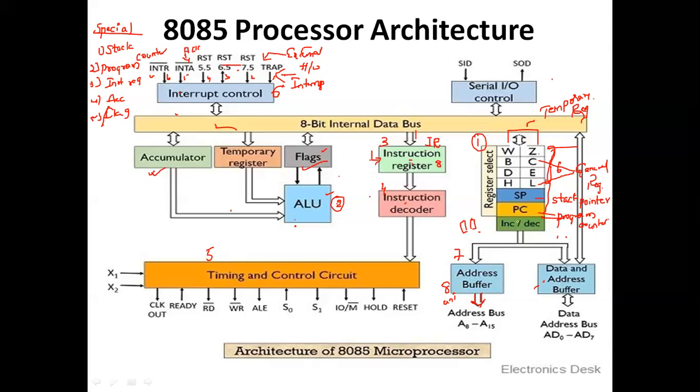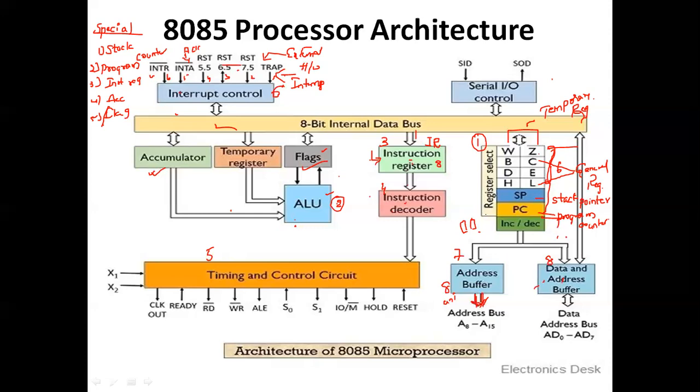Next one, the eighth one, is the address and data buffer. It is an 8-bit bidirectional buffer. When we saw the address buffer, it is an 8-bit unidirectional. But the address and data buffer is a bidirectional one. It is used for the address lines, and it is used to drive the lower order address and data bus. Fine. That is the purpose of this address and data bus buffer.